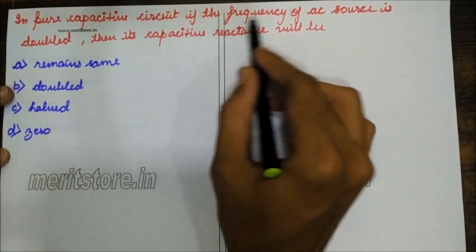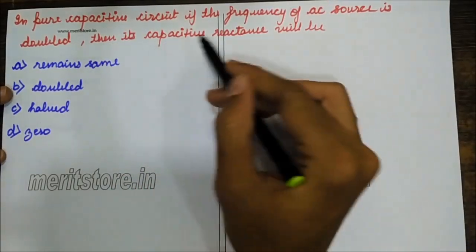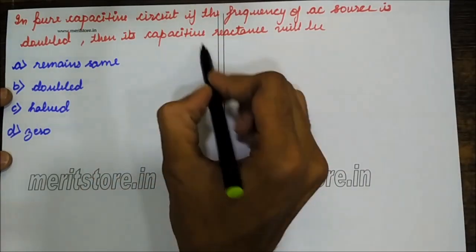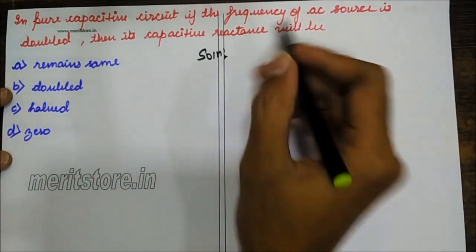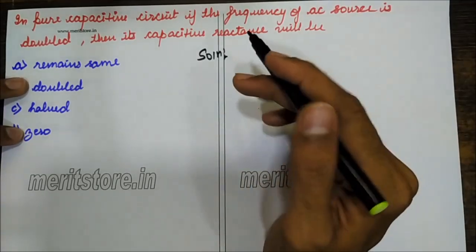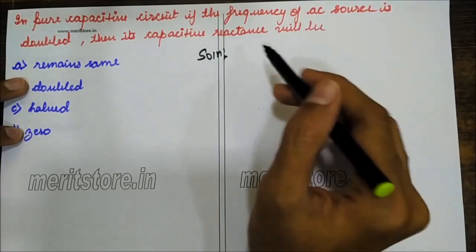For a capacitive circuit, if the frequency of the AC source is doubled, then the capacitive reactance will remain the same, will be doubled, will be halved, or will be 0? So in this capacitive reactance we have two cases, one when the frequency is normal and the second when the frequency has been doubled.